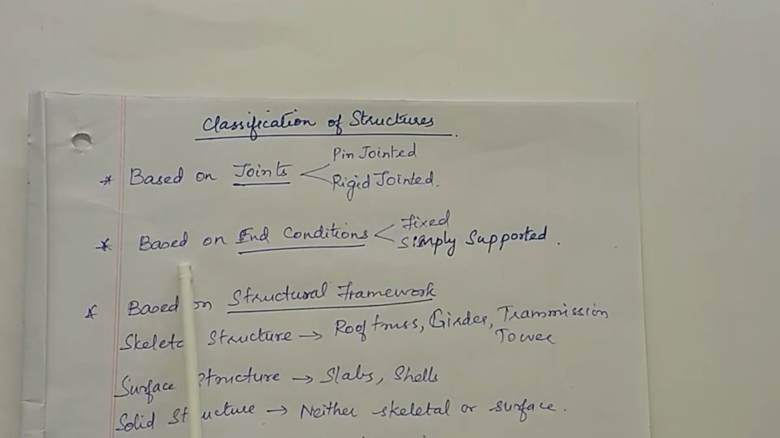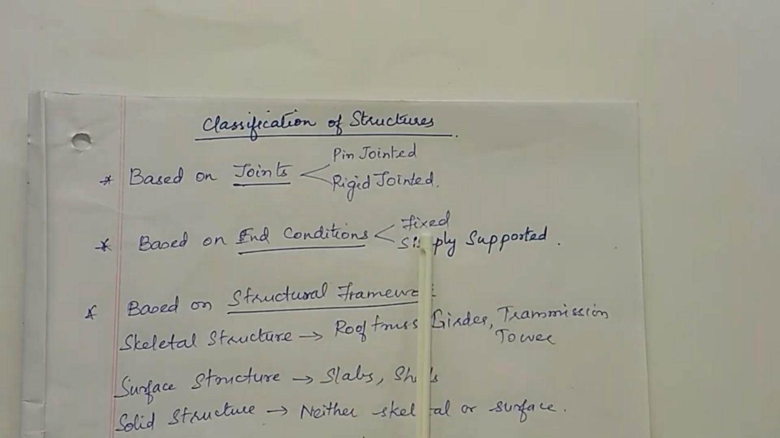Next, based on end conditions, based upon the support conditions, whether it is simply supported or fixed condition. All RCC structures are fixed supported. All steel structures are simply supported. Steel columns are clamped to the anchored block by means of nuts and bolts. So we tell the supports of a pin jointed structure as simply supported.